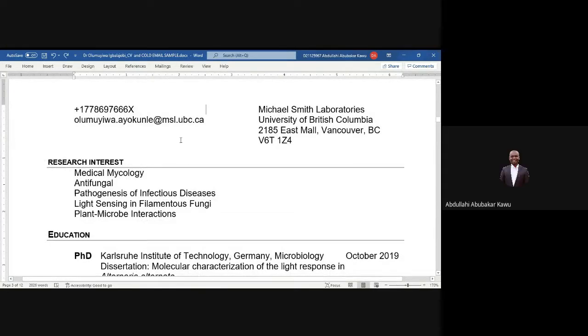So you have four key pieces of information: the name, the phone number, the email address, and the address itself. If you have a postal address, it will be helpful to put only the postal address. Why am I saying this?